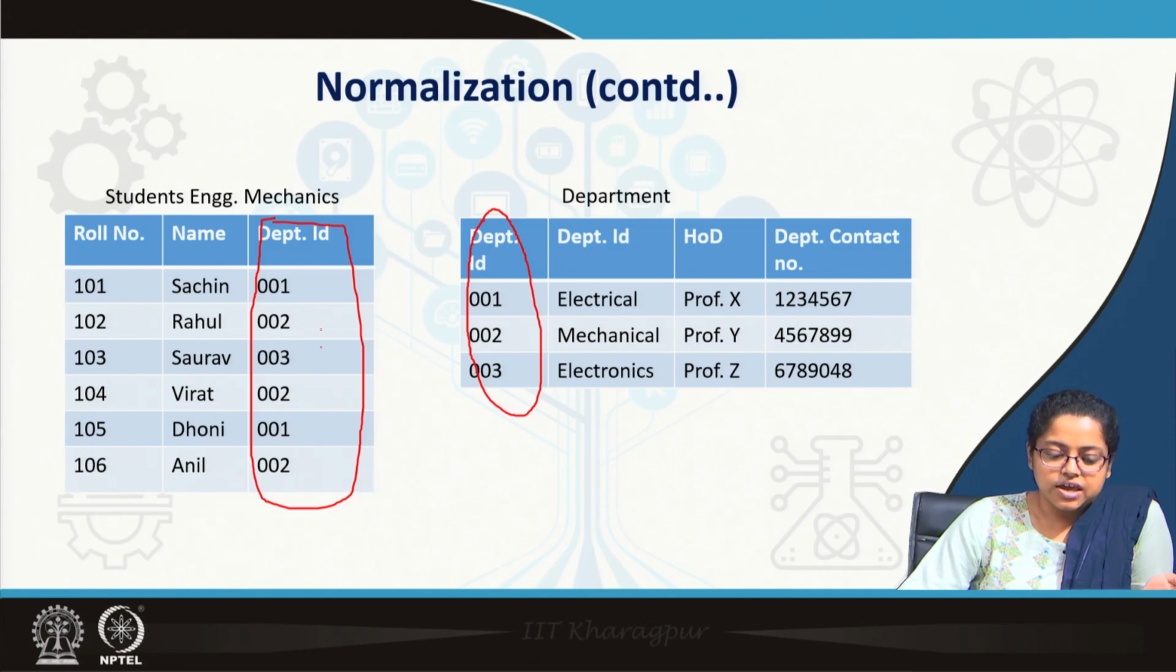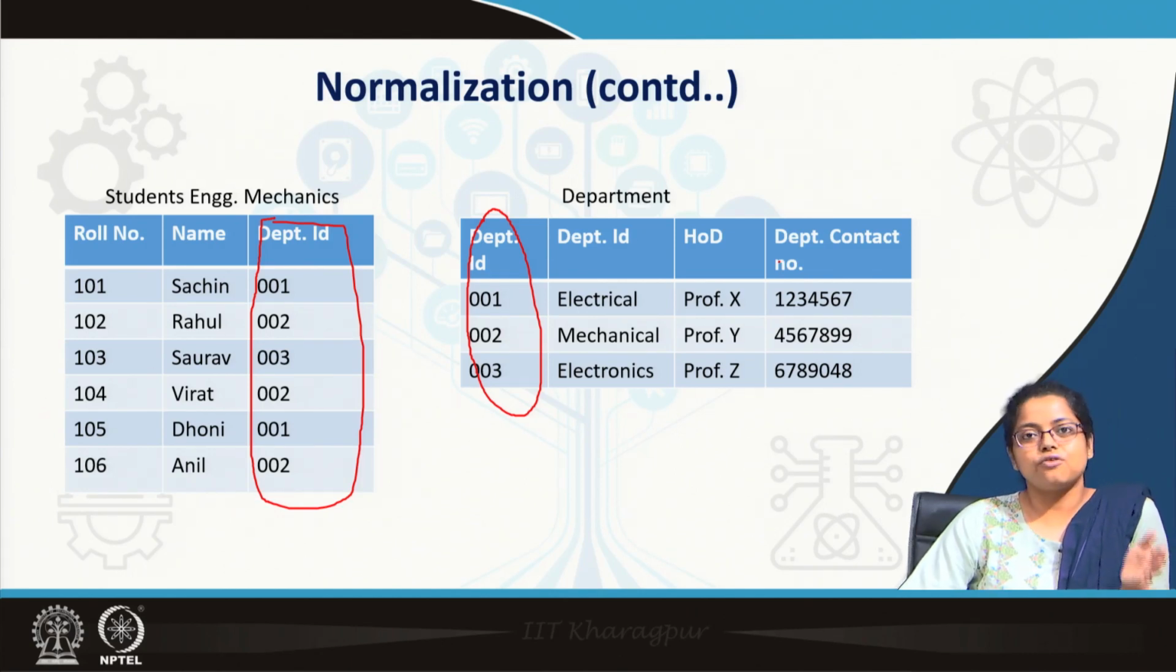Here we simply put the department ID and we get rid of all the redundancies. We maintain two tables, one for students for engineering mechanics, and the other for the department. Unnecessary redundancy or repetition of data is eliminated in this process. So, this is a method of normalization.